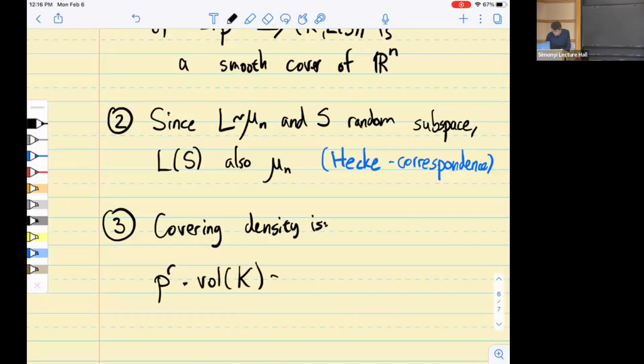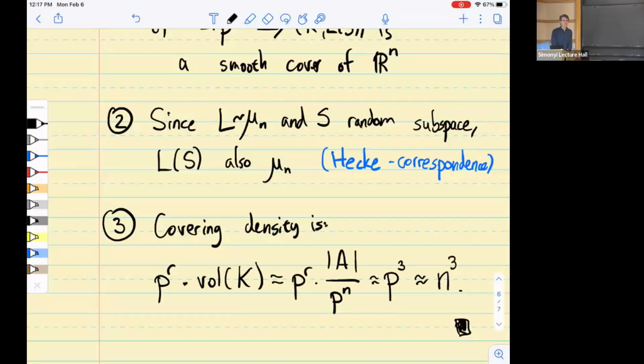And if you do the calculations, this is roughly P to the R times A over P to the N. I told you that the volume of K is roughly like the density of A in this vector space. And this is roughly P cubed, and this is roughly N cubed because P is roughly N. And that's it. And I'm out of time. Okay. Thank you.